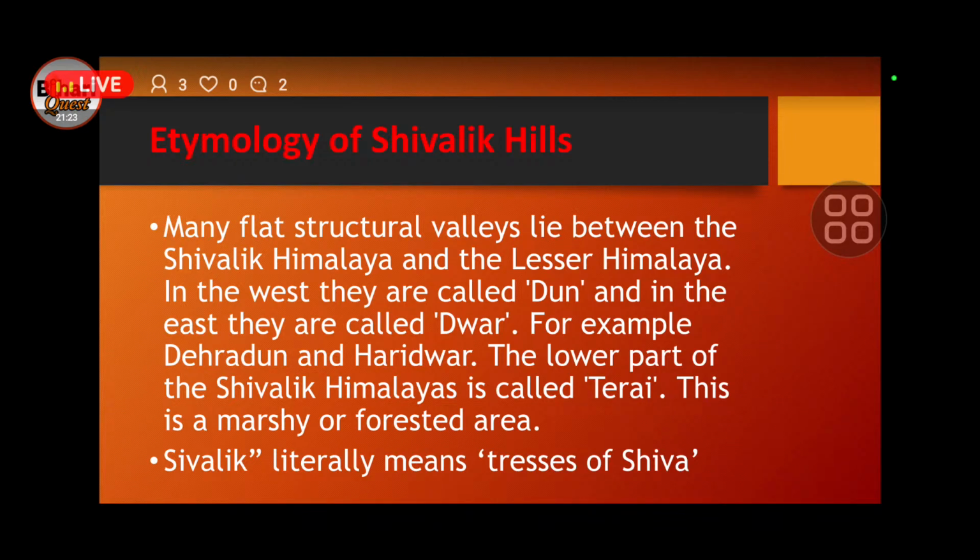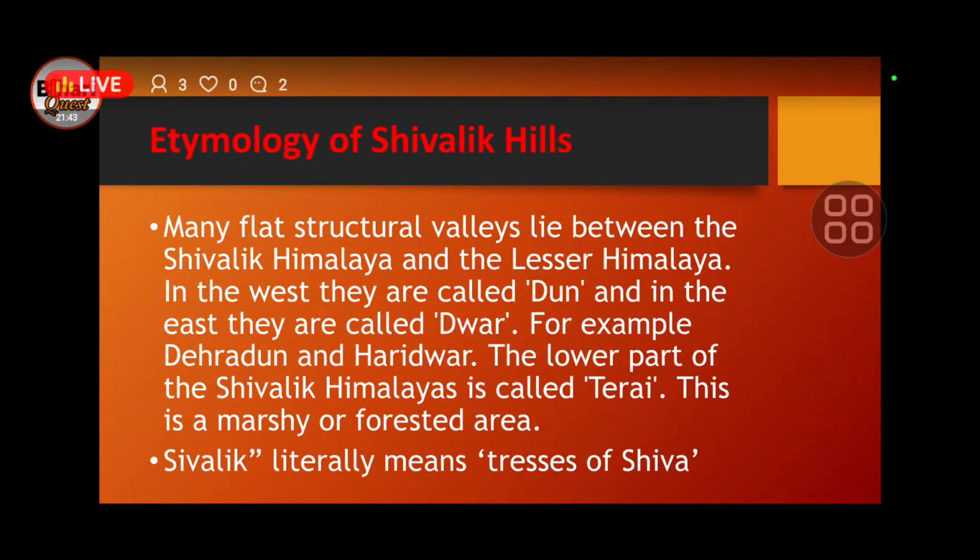If we say that Dunes are in the western part of Himalaya, lying between Shivalik and Mid Himalaya, these are valleys. Like this structure in the eastern part of Shivalik, this part is called Dwar. For example, Dehradun and Haridwar are examples of Dwar. The lower part of Shivalik Himalaya is called Tarai.